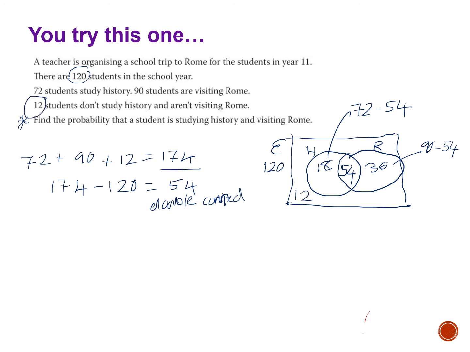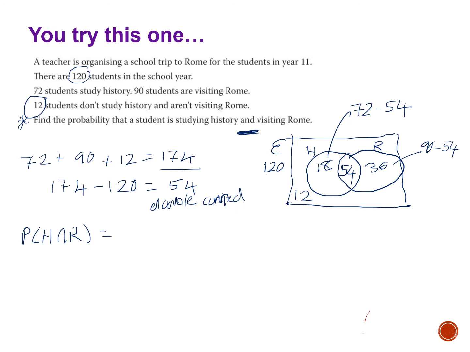Just before you move on, double check your figures all add up. 12 plus 18 plus 54 plus 36 should equal 120. Yes, it does. Right, the question is asking for a probability. So I want people that study history and visit Rome. Okay, so I'm looking for the probability of history intersect Rome. So it's the bit in the middle.